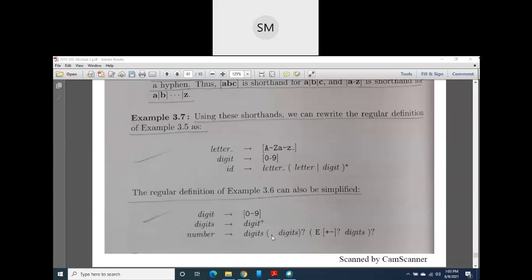So the dot is here, then followed by digits again and a question mark. Why question mark? 0 or 1. The question mark indicates 0 or 1 digit. Then after that the exponential is there. It is also optional actually. Then E is there. E is followed by plus or minus, any one of them. Because of that only 0 or 1.